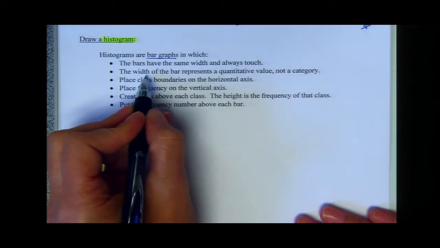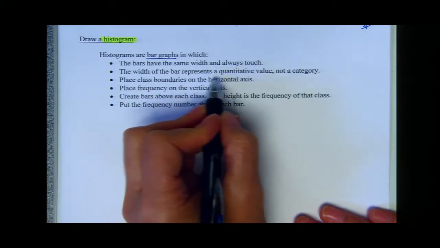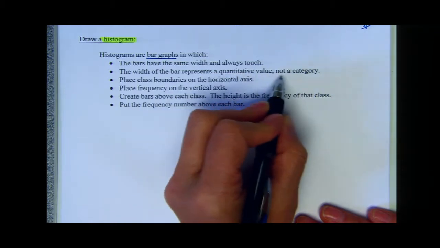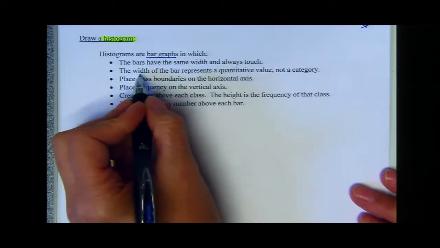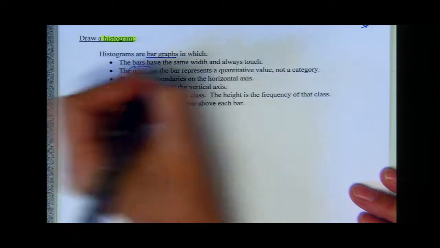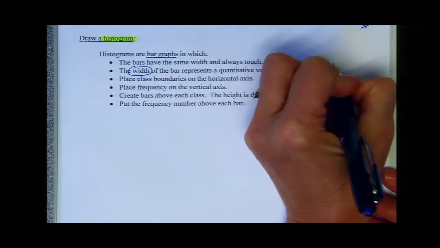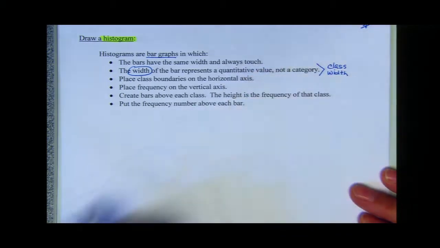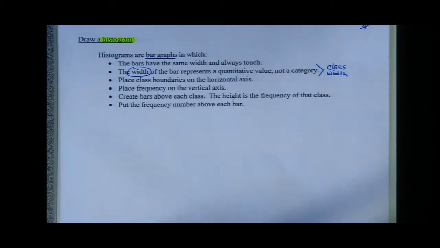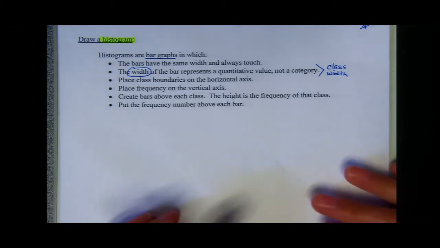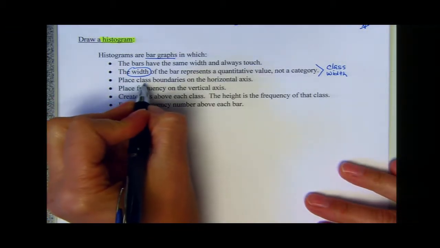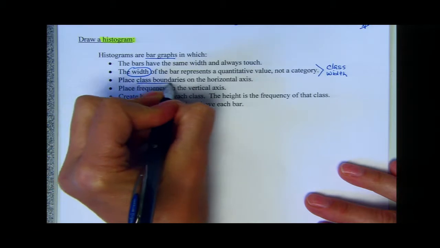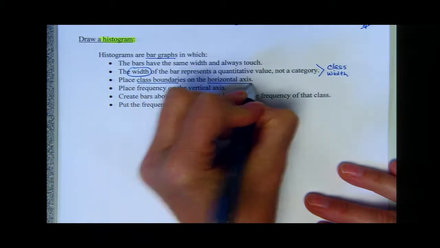The width, or how wide the bar is, represents a quantitative value, not a category. And the width of our bar goes back to your class width. So in our case, the width of our bar would be like 6 units on a number line. Place the class boundaries on the horizontal axis.